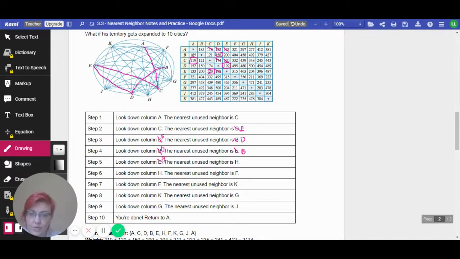All right, let's pop over to B and let's see what we see. I cannot go to A because I'm not done. C is already used, D is already used, E is already used. So let's see what's left for me. F is 404. Oh, J is 379 and is the nearest unused neighbor. So that is going to be J. Let's connect B to J.